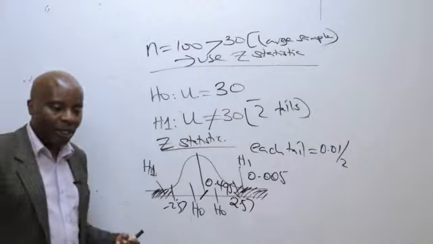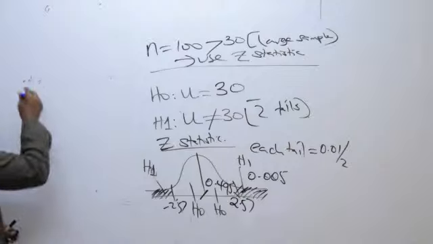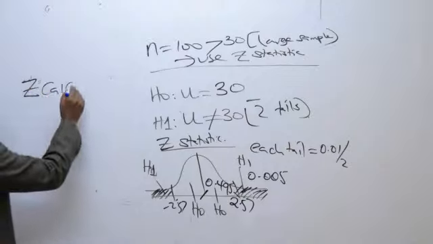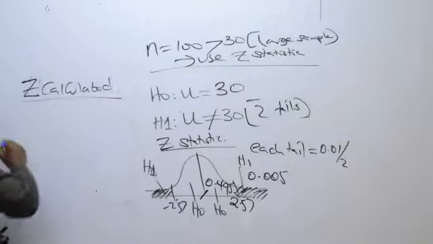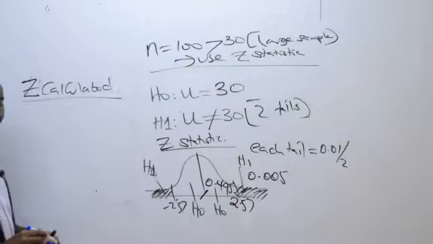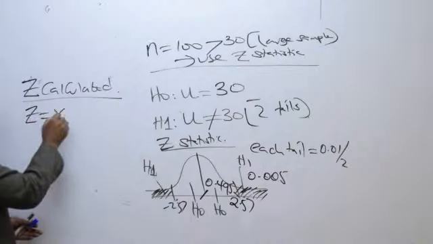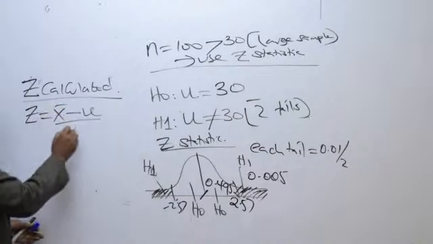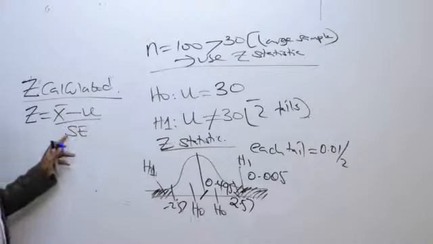After you mark yours like that, ladies and gentlemen, I would want us to go to the last thing, which is the Z calculated. For Z calculated, how will my Z look? My Z, as usual, will be X bar minus mu all over the standard error. Please write this in full.